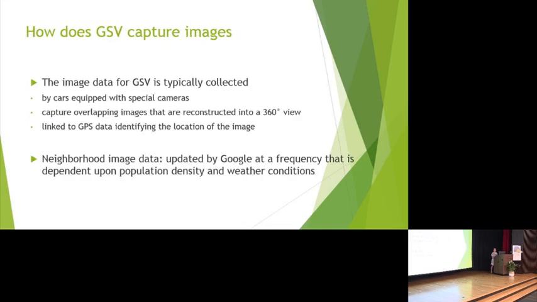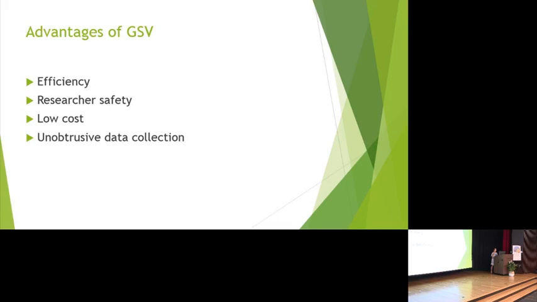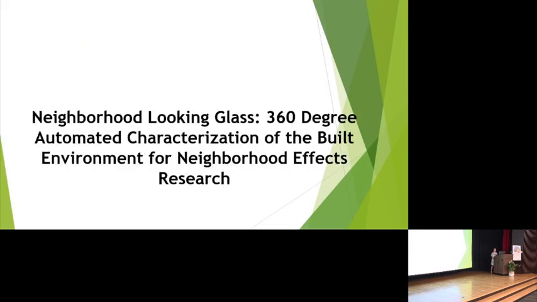These images are typically collected via cars, and they give you 360 views, so overlapping images. The images are updated, but the frequency varies depending on population density and weather conditions, but also road access. Advantages include efficiency, researcher safety, because you're not going to potentially dangerous neighborhoods or traveling long distances, the lower cost, and your data collection is non-obtrusive, so you're not interfering with the neighborhood environment in that community. We're going to discuss 3 different studies that we did so far.